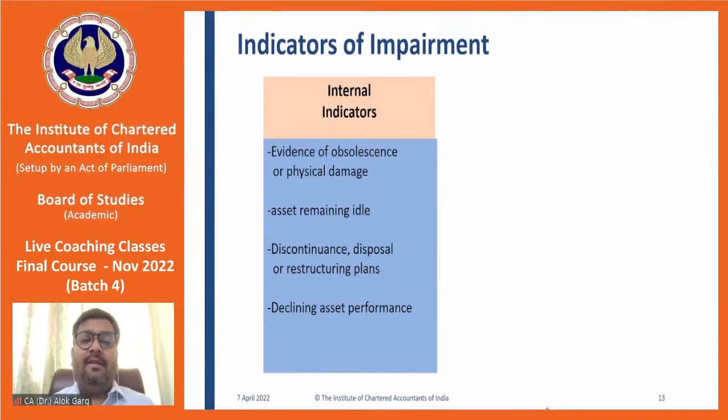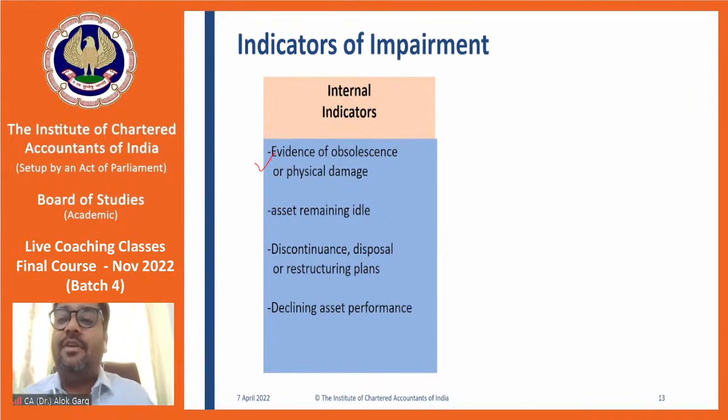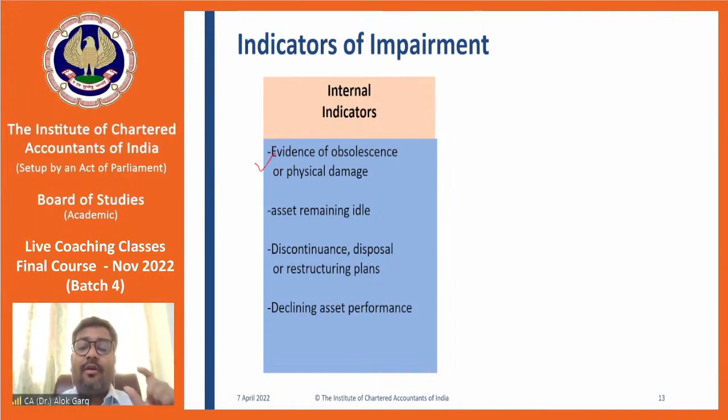Asset remaining idle. What is meant by asset remaining idle? You have purchased an asset, and that asset was lying in the godown since long. Or even though that machinery or asset is lying in your factory, you are not able to use that kind of machinery or asset, right? Why? Because there is no demand. So it means the asset is not able to give you future economic benefit.